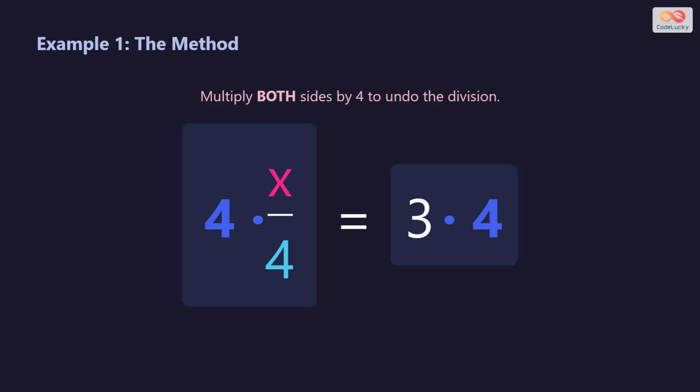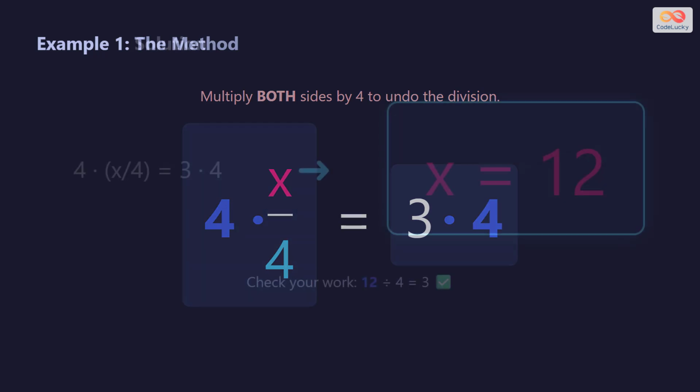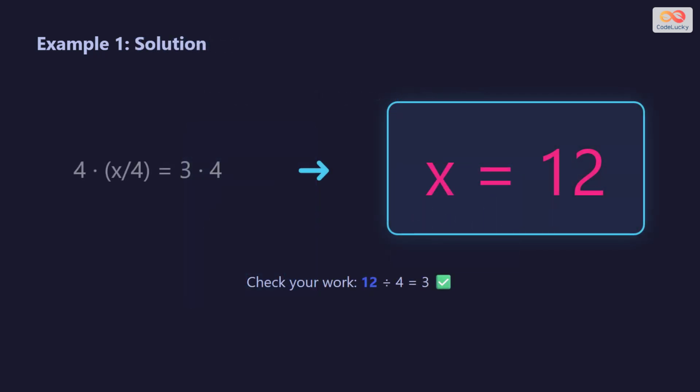On the left, multiplying by 4 cancels out the division. On the right, we multiply 3 by 4. After performing the multiplication, the 4's on the left cancel out, leaving x all by itself. On the right, 3 times 4 gives us 12. So, x equals 12. We can verify this by putting 12 back into the original equation. 12 divided by 4 is indeed 3.